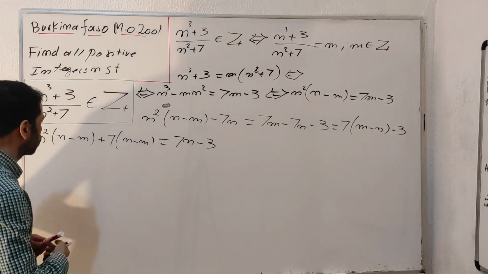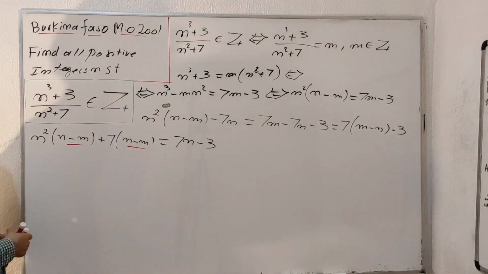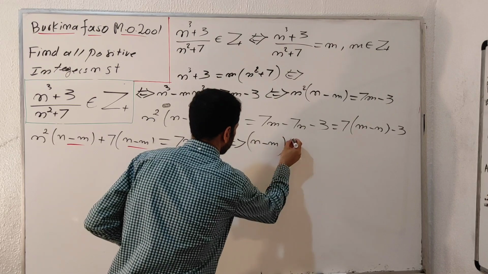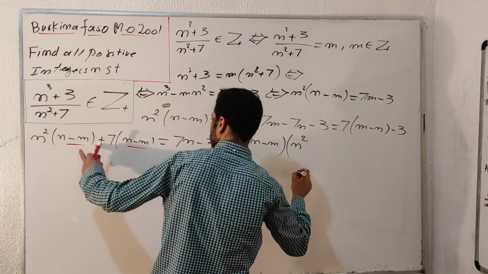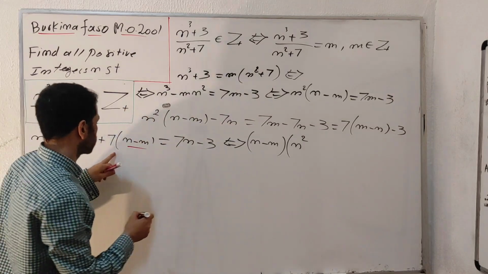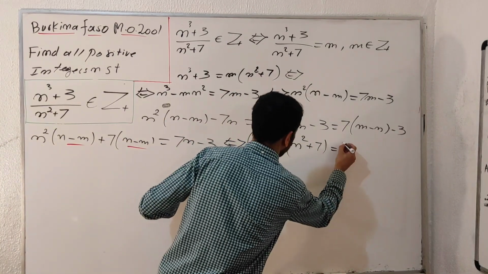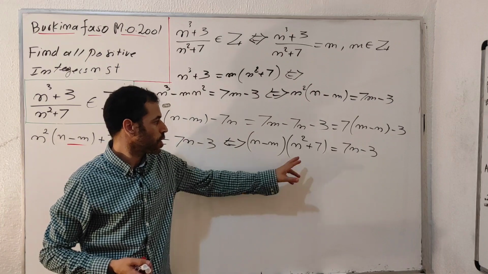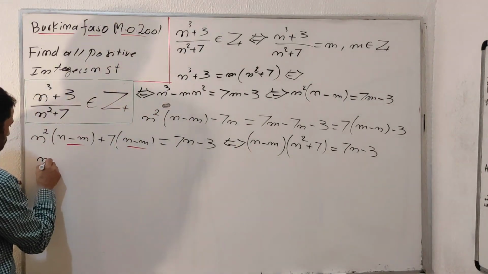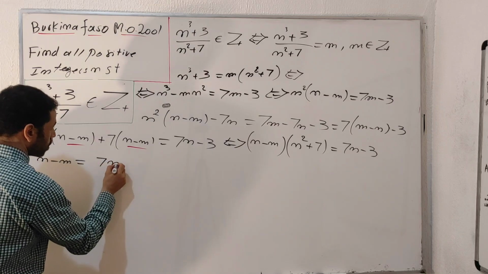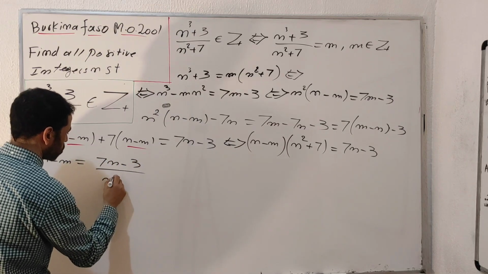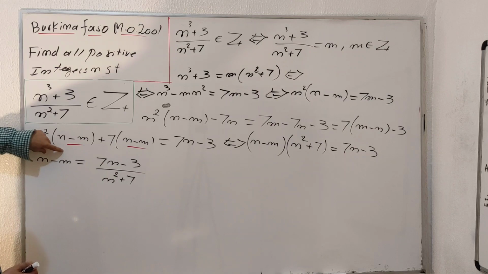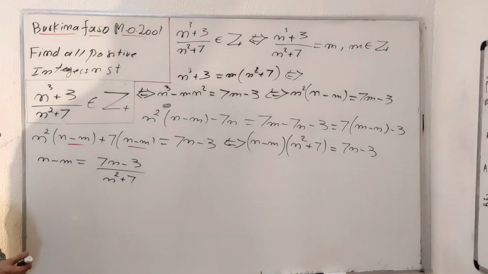Now n minus m showed up as a common factor, so this gives us (n minus m) multiplied by n squared for the first term. The second term is multiplied by 7, which is plus 7, equals 7n minus 3. Now I'm going to divide both sides by n squared plus 7, so I will have n minus m equals (7n minus 3) divided by (n squared plus 7). If you take a look at the left hand side of this equation, n minus m is an integer. That means the right hand side of this equation is an integer as well.